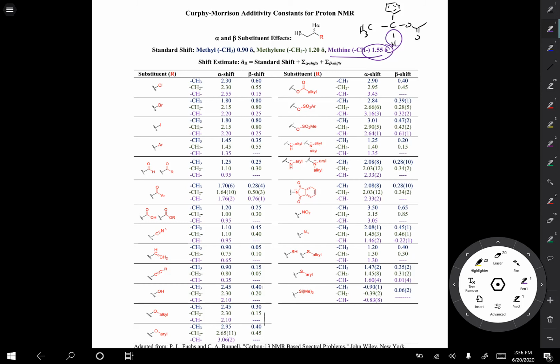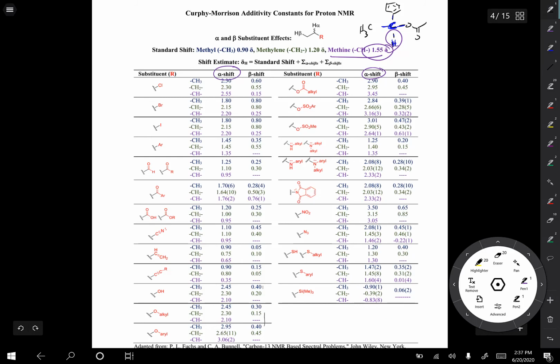Why do I know it's an alpha shift? It's because this CH group that we are looking at, we're looking at what is directly bound to the carbon, okay? You can get a beta shift based on one more carbon away, but we're looking at what's directly attached to it. And as you can also see, these numbers tend to be, their absolute value is greater than the absolute value of the beta shifts. So anyway, let's look at this.